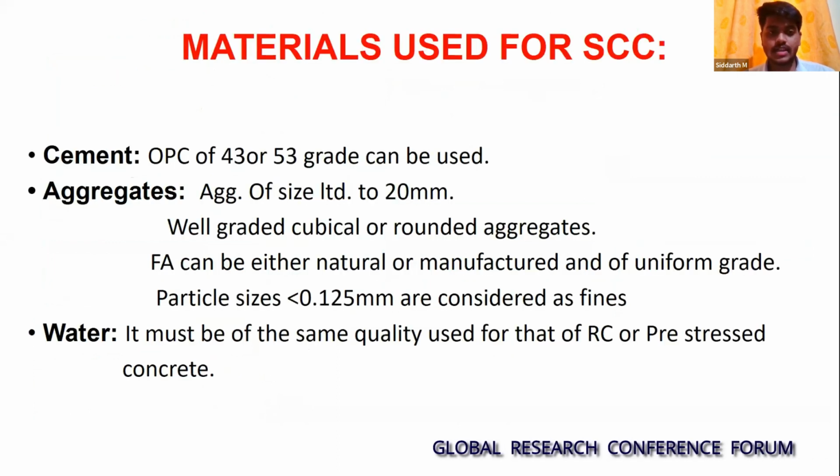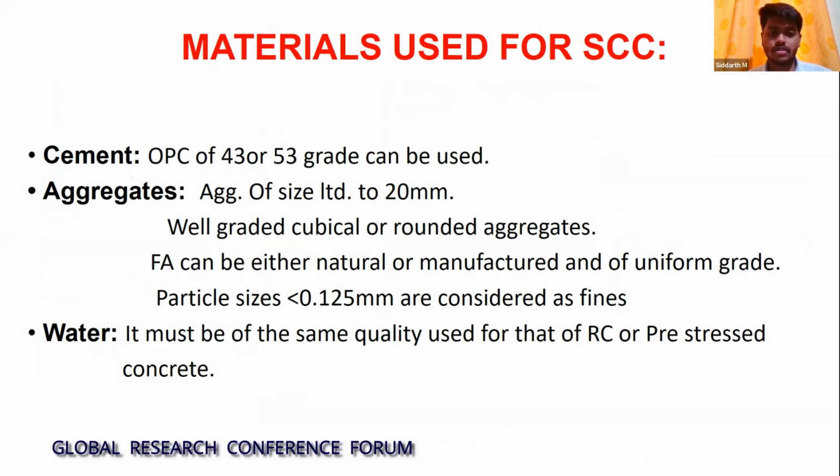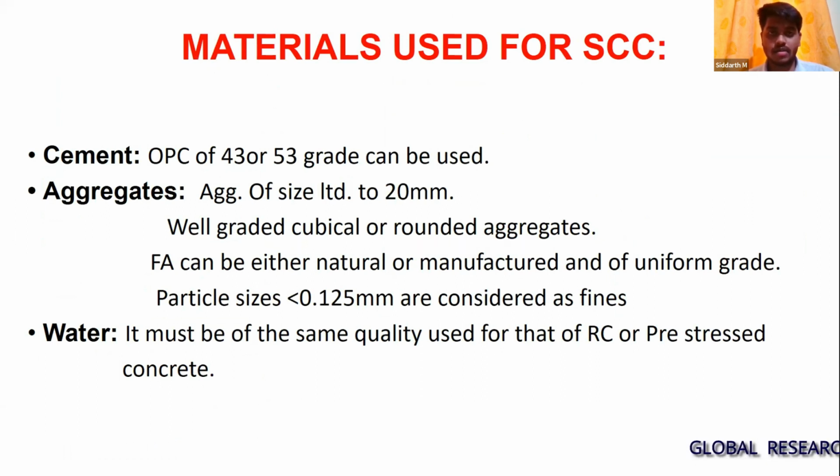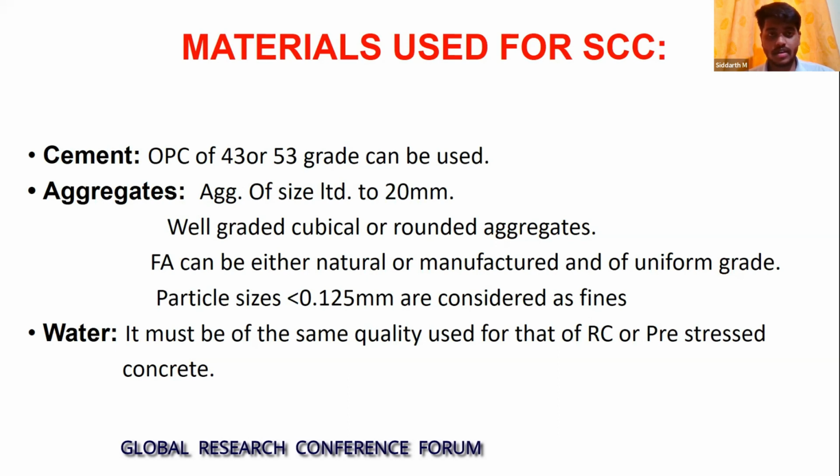Materials used for SCC are cement, where ordinary Portland cement of 43 or 53 grade can be used. Aggregates of size limited to 20 mm, well graded cubical or rounded aggregates. Water must be of the same quality used for reinforced concrete or prestressed concrete.